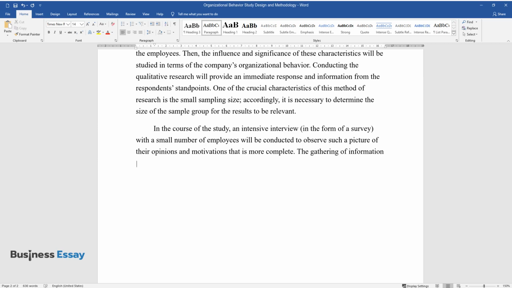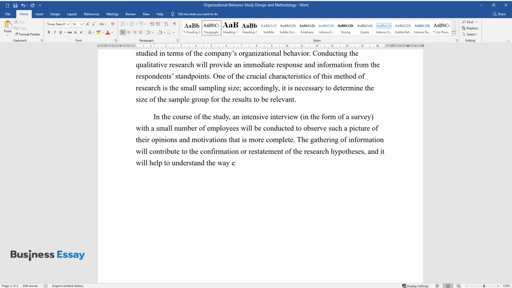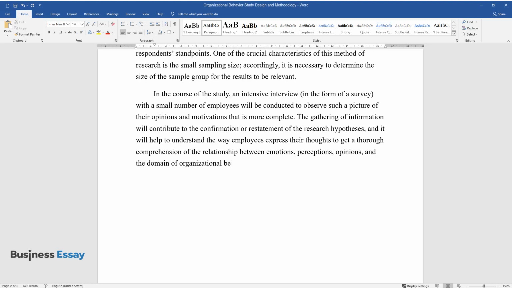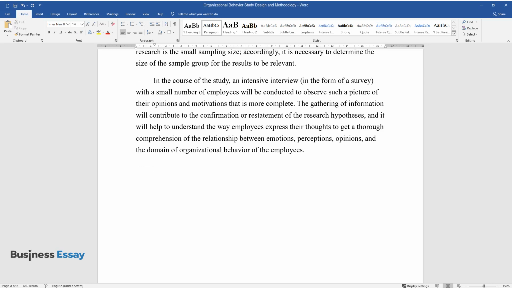The gathering of information will contribute to the confirmation or restatement of the research hypotheses, and it will help to understand the way employees express their thoughts to get a thorough comprehension of the relationship between emotions, perceptions, opinions, and the domain of organizational behavior of the employees.